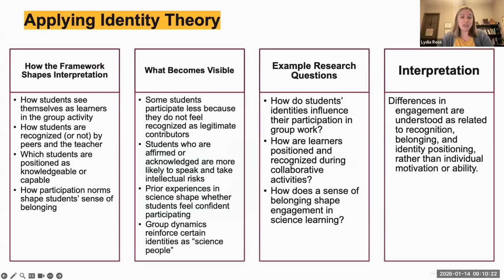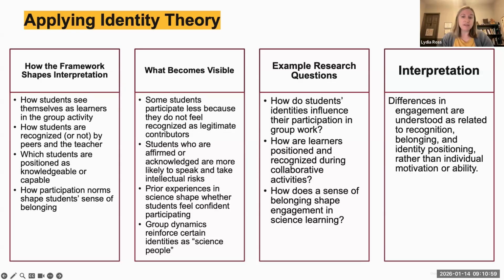Let's say, though, we decide to adopt identity theory as a lens. Here, my attention is going to shift towards recognition, belonging, and how students are positioned as learners during these activities. I might focus more on how students are seeing themselves in this context. Do they feel seen by their peers or their teacher? I could ask them, do they feel that they belong? Do they feel valued? Do they feel like they fit in? Maybe that will show up in how they are talking or in being quieter during the group work.